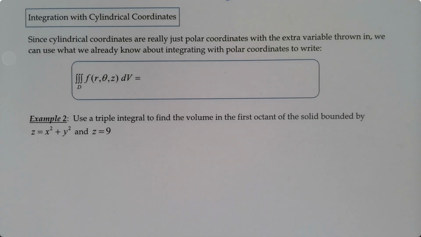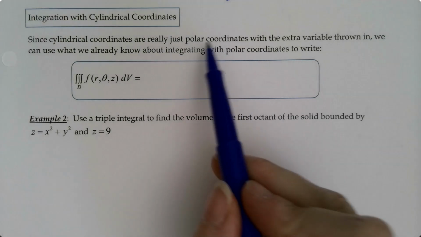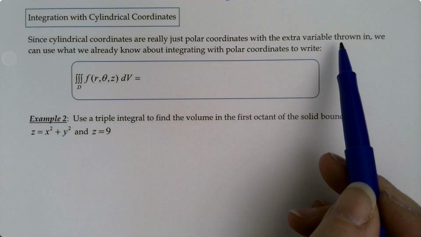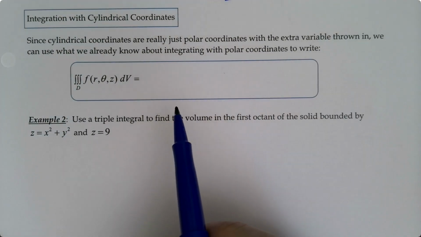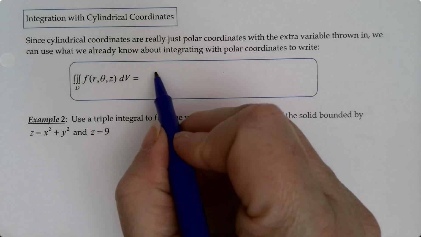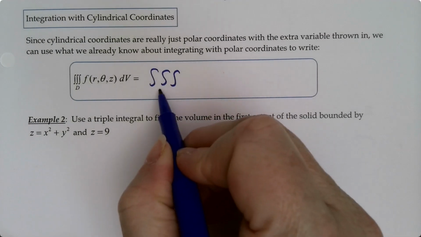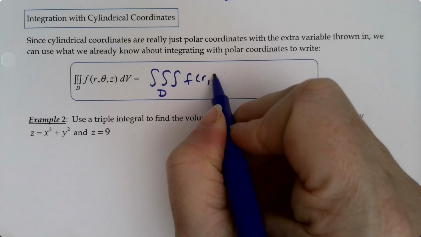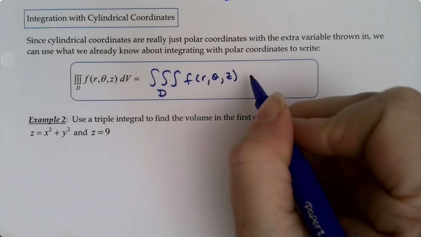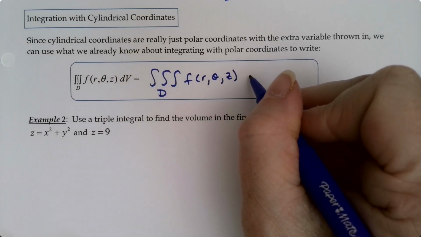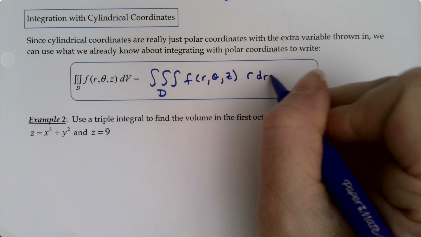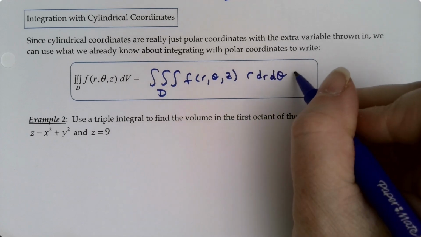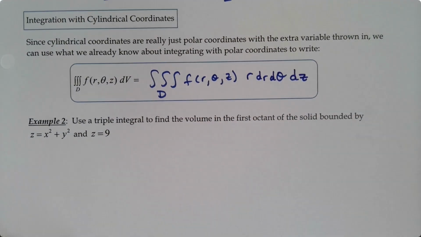So cylindrical coordinates are actually kind of simple. They're really just polar coordinates with an extra variable thrown in. And that means we already know how to write a triple integral for them. Because the triple integral would just be the triple integral over the solid of f of r, theta, z, and then it would go r dr d theta, because that's how polar works, and then you would throw in your extra variable. And this is if you're doing it with respect to z, of course.